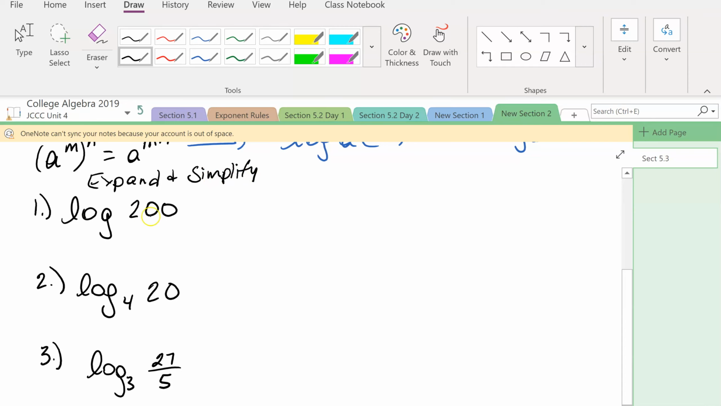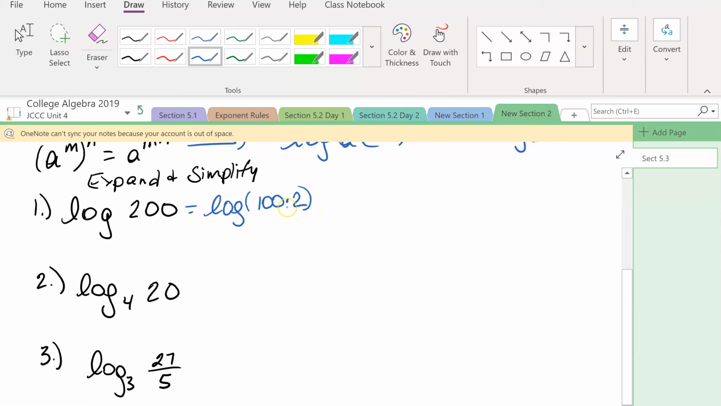If you look at example 1 here, the base is 10. So we're going to take this argument of 200 and break it up in such a way that we can simplify it without a calculator. So 200, think about this, if the base is 10, 10 to what power? If you take 10 to the power of 1, that's 10. 10 to the power of 2, that's 100. 10 to the power of 3, that's 1,000. Does one of those numbers go into 200? Yeah, 100 goes into 200. So we could split this into log of 100 times 2. That's the same thing.